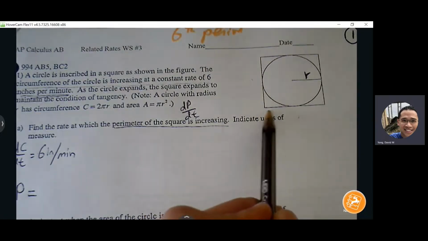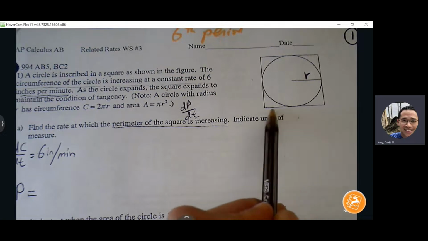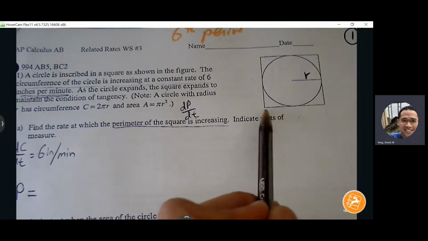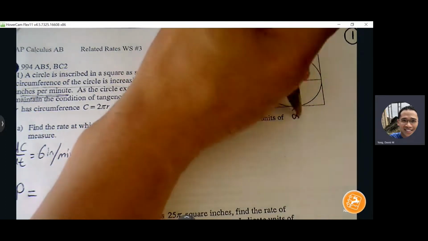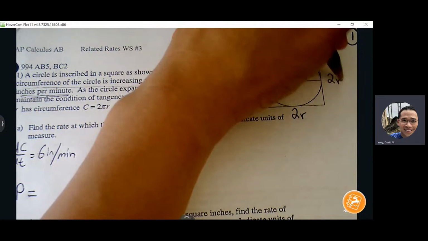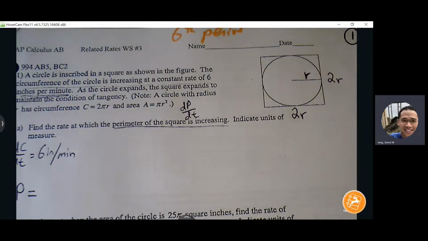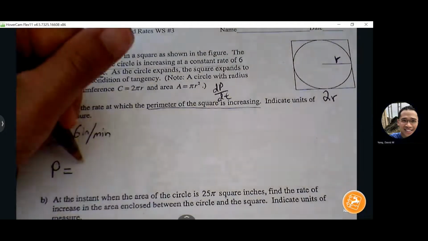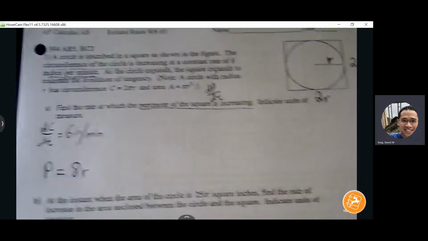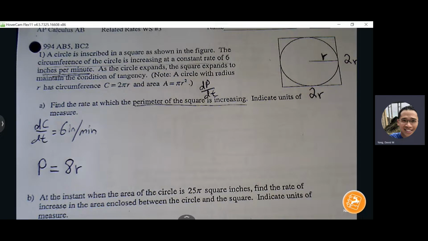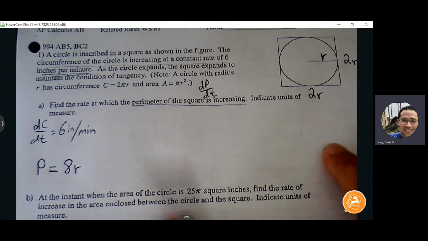What do you know about the side length in terms of r? r is half the length of a side of the square, so each side is 2r. We add all that up. P equals 8r. We're taking advantage of the fact that we don't want to introduce a new variable when there's already a variable that connects the square and the circle. That's the hard part, trying to see that connection.